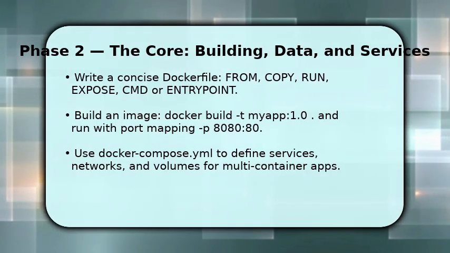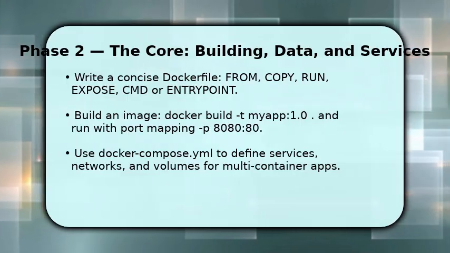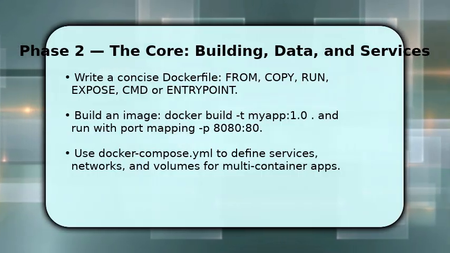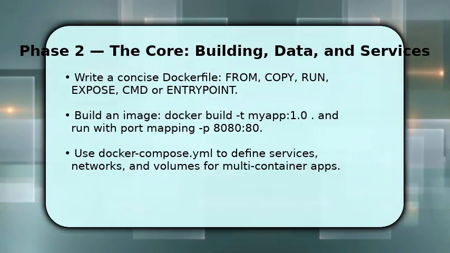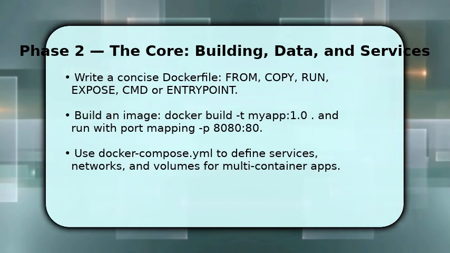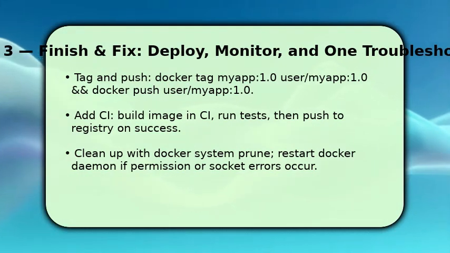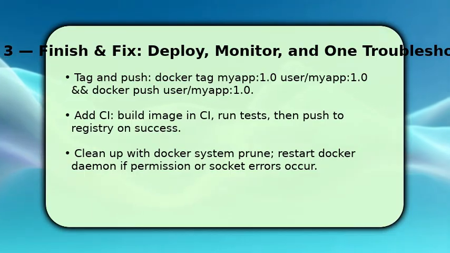For multi-container setups, create docker-compose.yml and use docker compose up to orchestrate linked services, persistence via volumes, and shared networks for predictable development. Finish by tagging and pushing your image to Docker Hub or a private registry so others can pull it. Tag with docker tag, then docker push.